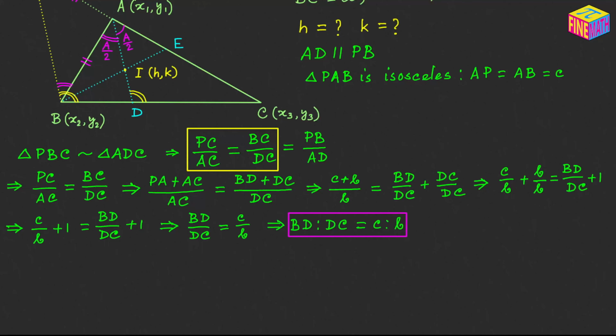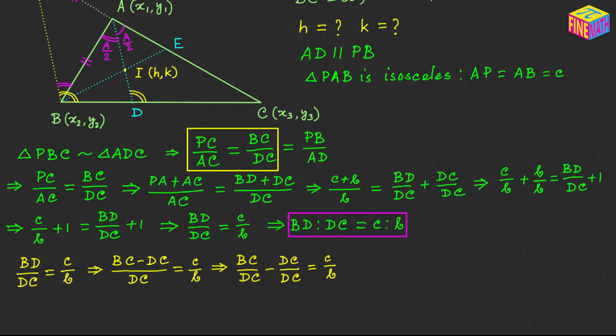And for that, we are going to first calculate the length of DC and then we'll calculate the length of BD. We just found that BD over DC is equal to C over B, and BD can be written like this: BC minus DC over DC is equal to C over B. And from there we can write it like this: BC over DC minus DC over DC is equal to C over B. The DC over DC will become 1. So in the next step, in place of BC, I have noted A, that's the side length A, over DC minus 1 is equal to C over B.